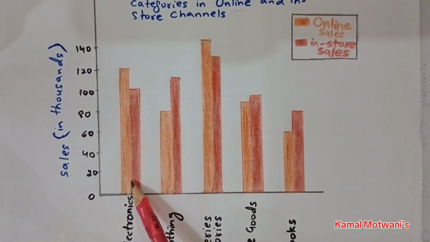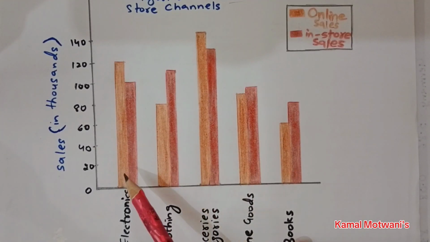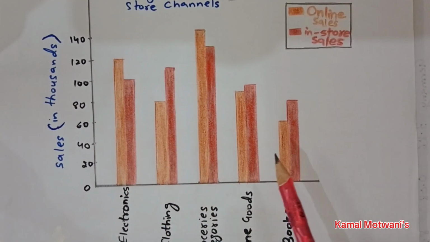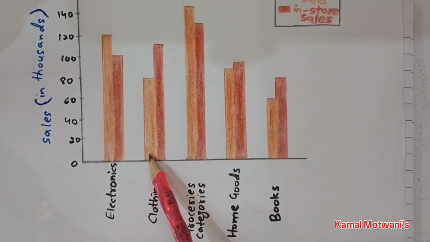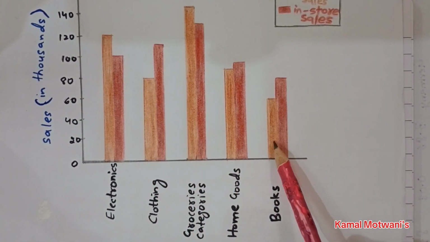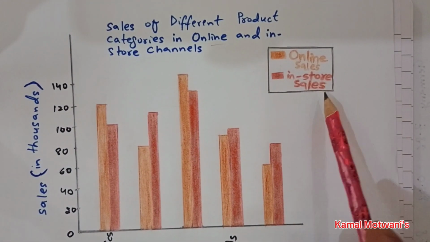So second highest sales in online are from electronics, and the third one are from home goods, the fourth one are from clothing, and the fifth one is of books. This is the status of online sales. And what about the in-store sales?